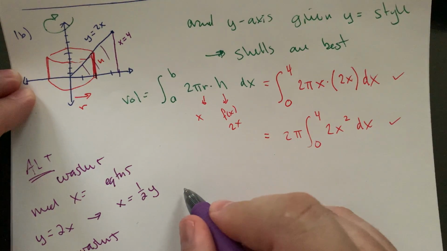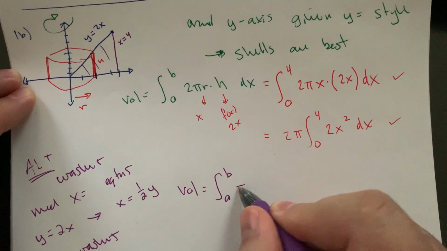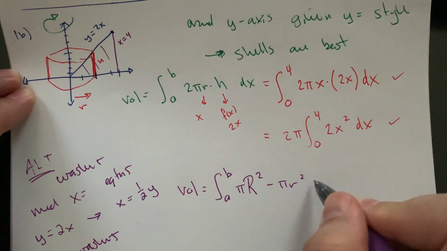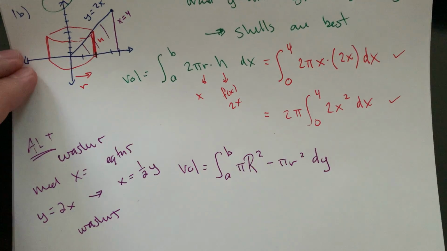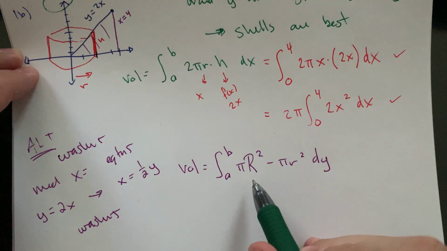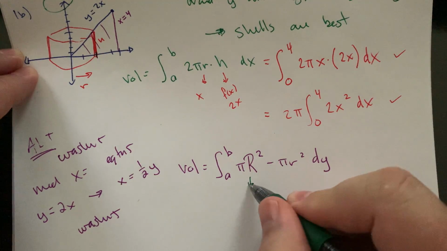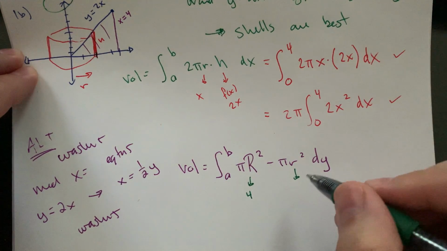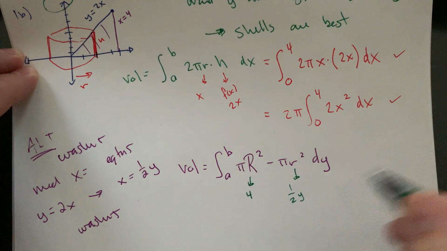So this is going to be washers. So the volume here would be a to b, pi times your outer radius squared minus pi times your inner radius squared dy. This is now with respect to y, so it's a y interval. The outer radius is just the upper, which is just the line x equals 4. It's set up as an x equals, which is what you'd want. The inner is the actual curve, or in this case the line, x equals 1/2 y, or y over 2.